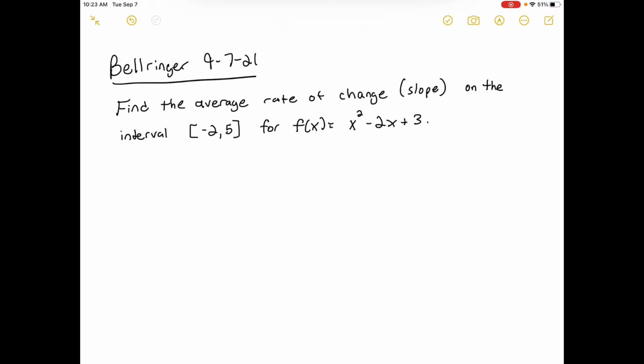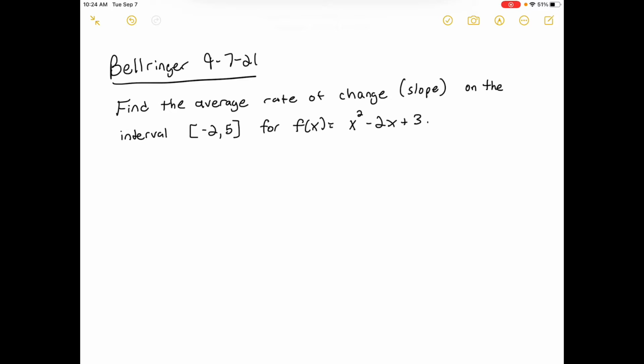Your bell ringer for Tuesday, September 7th. Find the average rate of change, or the slope, on the interval -2 to 5 for the function x squared minus 2x plus 3.